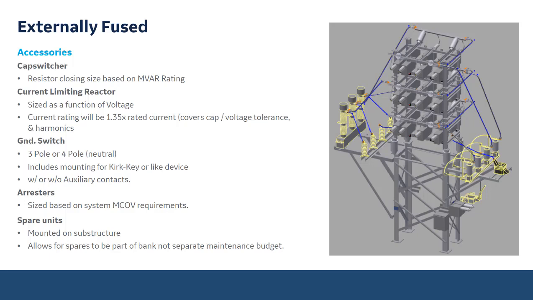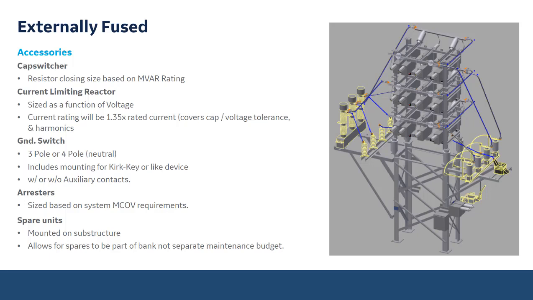The ground switch, generally we provide a 4-pole ground switch. That 4th pole does ground the neutral, but other smaller ground switches that are just going to ground their 3 phases, or a 3-pole ground switch, are available. The ground switch does include mounting for a Kirk key or similar device, and that is going to be a device that's going to lock out the ground switch and the cap switcher.